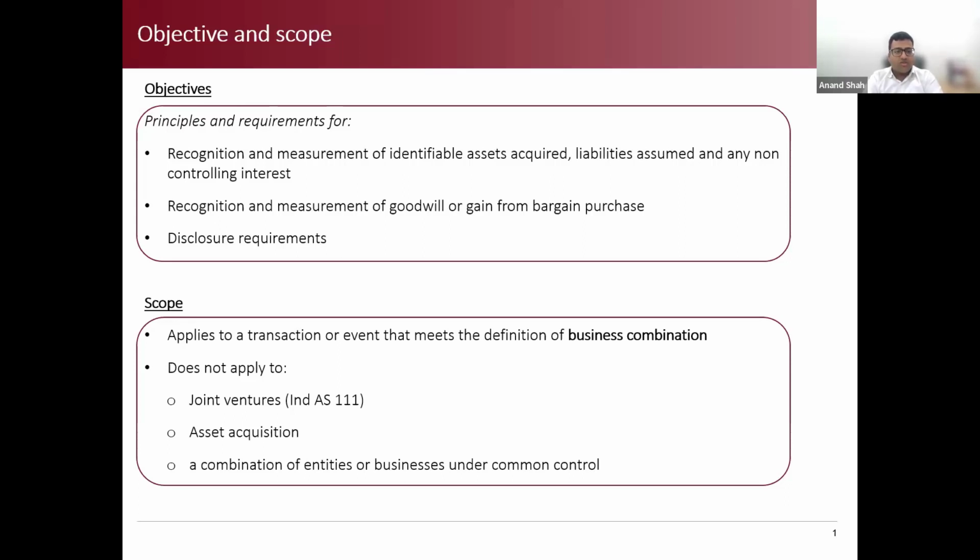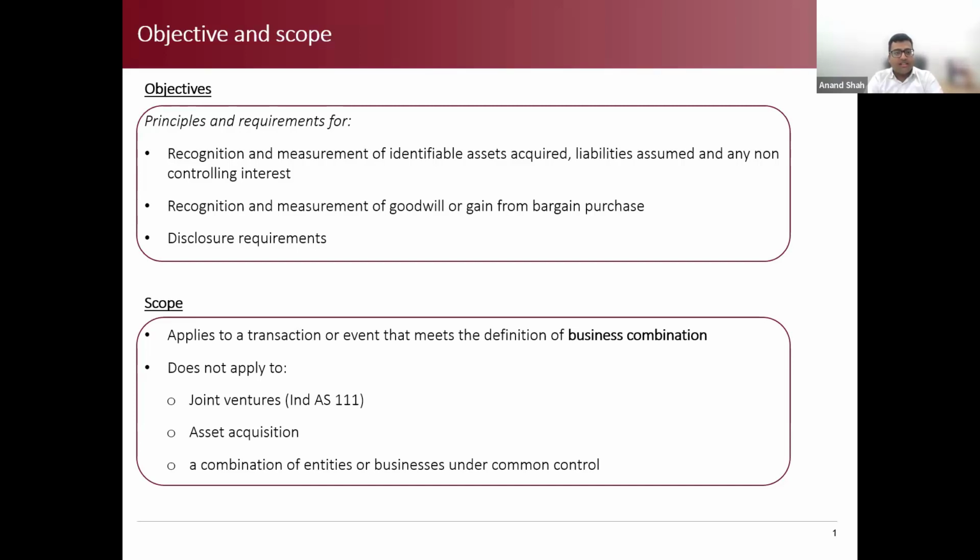So Ind AS 103 essentially applies to any transaction or event that meets the definition of a business combination. However, joint ventures, asset acquisitions, or transactions between entities under common control are scope exceptions to Ind AS 103. That means the PPA, or purchase price allocation, does not apply to such transactions.